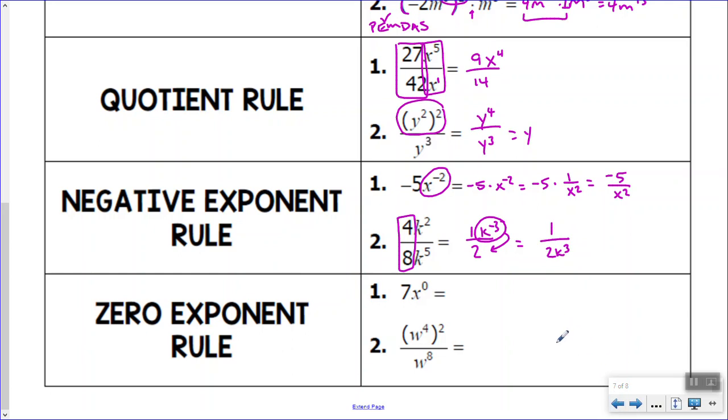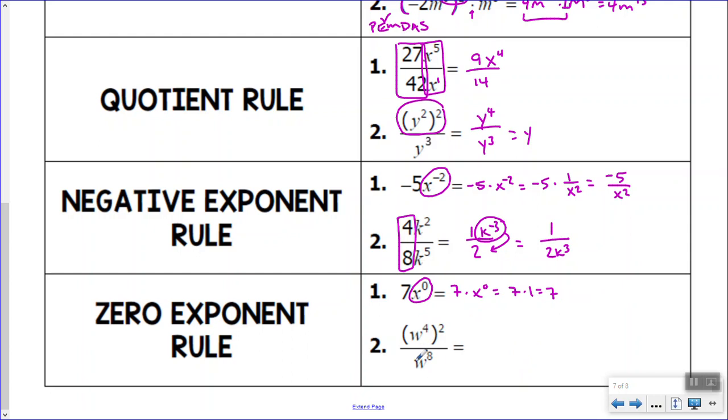Lastly, we want to look at some examples with our 0 power. Similar to all the ones above, the exponent only affects the thing that it's directly next to or that it's directly touching. Here, this exponent of 0 is only affecting the x that's next to it. So 7 times x to the 0 power is the same thing as 7 times 1, or 7.